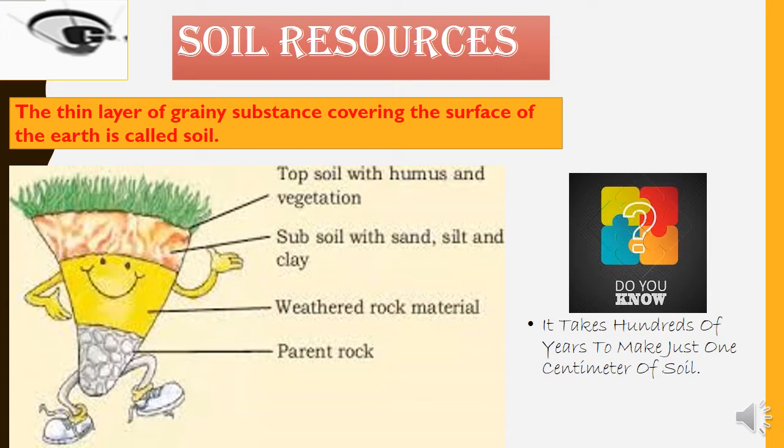Now, let's study about the structure of soil. As you can see in the picture, we have parent rock, weathered rock material, that is the subsoil, and the topsoil, which is considered as the most fertile region that is consisting of humus.